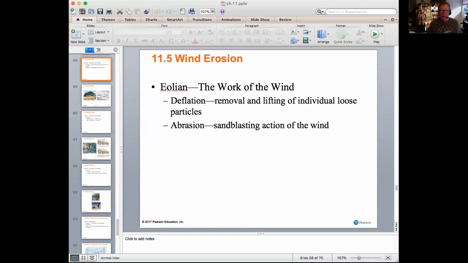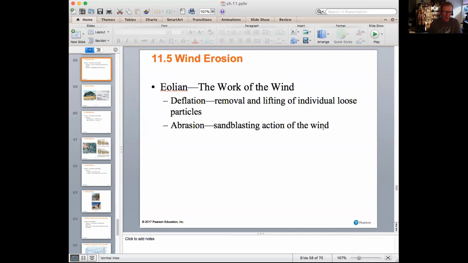Okay, now they lump the wind processes in here with the beach processes, so let's go over that, and we'll talk a little bit about wind erosion. Now it's got a lot of the same ideas that we came across when we talked about rivers, and it's going to also transfer over when we talk about glaciers. Now, like rivers were fluvial, wind is what we call aeolian, the work of the wind.